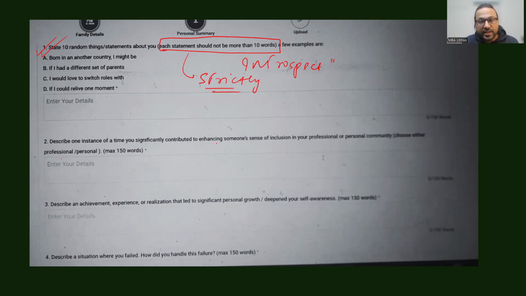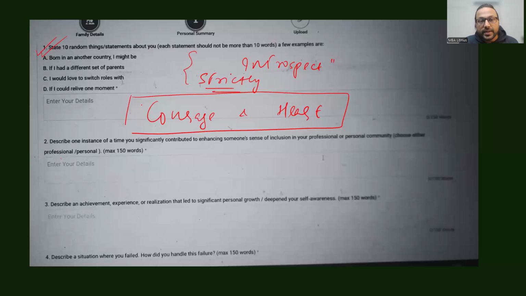Okay. Describe one instance of a time you significantly contributed to enhancing someone's sense of inclusion in your professional or personal community. One thing which is part of values of SPJIMR. Okay. If you've gone through the values, there are two important words. Okay. Courage and heart. So while you are filling the forms, pick out instances from your journey where you have displayed courage and heart. Okay, that is something which is really going to create that very amazing comfort level between you and the interviewers. Okay, because these are the most important values of SPJIMR.